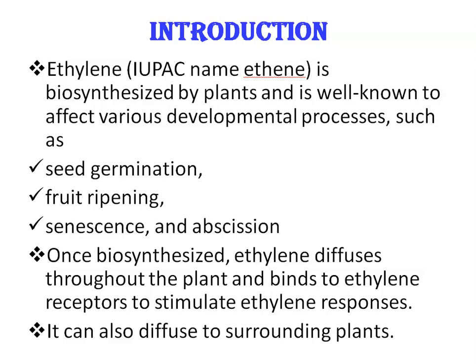Once biosynthesized, ethylene diffuses throughout the plant and binds to the ethylene receptors to stimulate ethylene responses. Ethylene can also diffuse to surrounding plants and is the basis of the saying, one bad apple spoils the bunch. It means one bad apple could cause the others to spoil. Here, ethylene produced by a bad apple hastens the ripening of others, right?